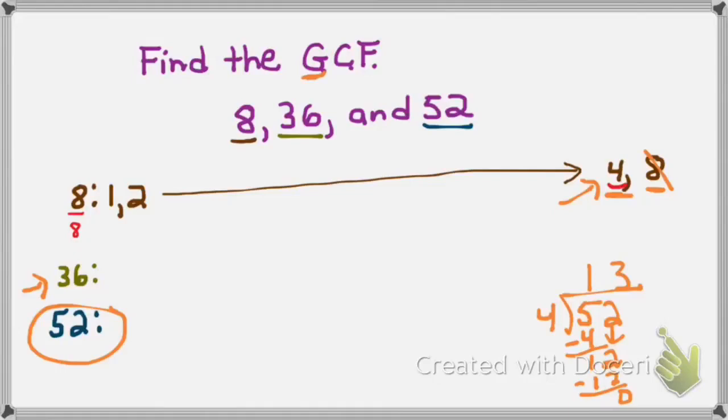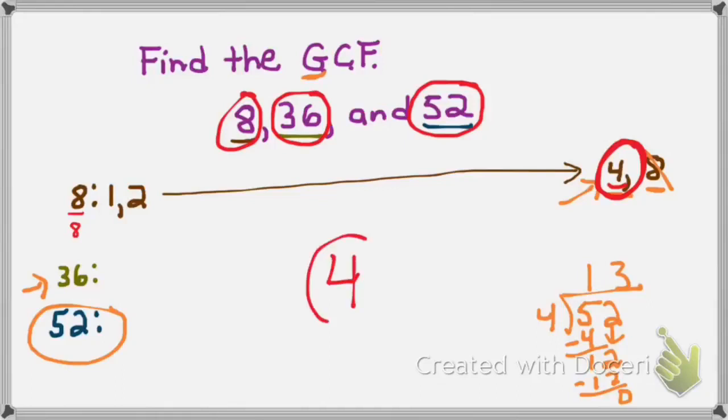Therefore, that means that 4 is my GCF because it's a factor of 8, it's a factor of 36, and it's a factor of 52. And of course, it's the greatest factor. Therefore, it's my GCF.